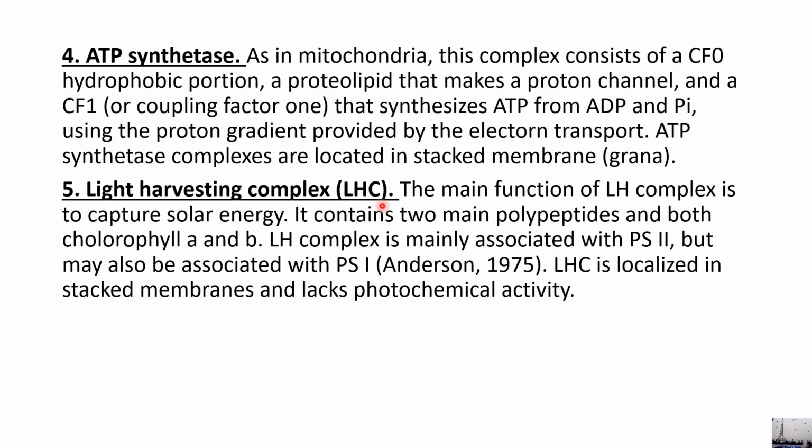Light harvesting complex. The main function of light harvesting complex is to capture solar energy. It contains two main polypeptides and both chlorophyll A and B. Light harvesting complex is mainly associated with photosystem 2 but may also be associated with photosystem 1. And light harvesting complex is localized in stack membranes and lacks photochemical activity.